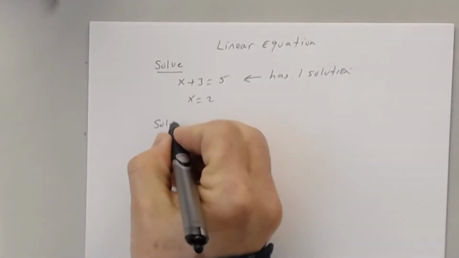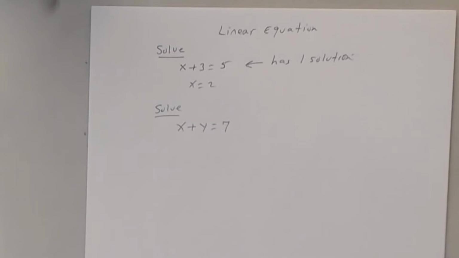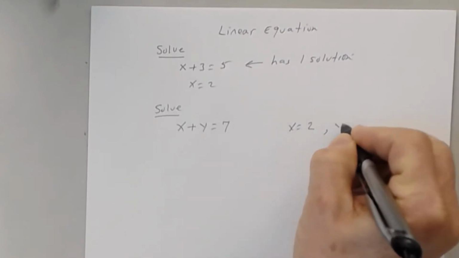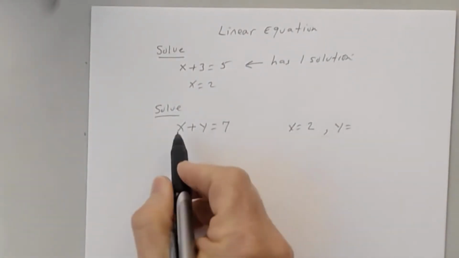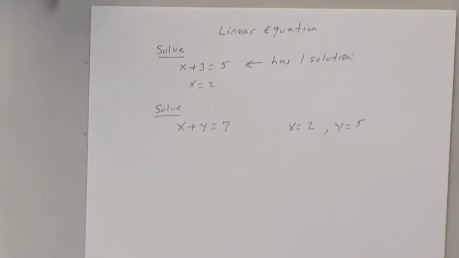But what if I asked you to solve this equation? Let's say you had x plus y equals 7. All right, it's an equation, right? Okay, I can solve that equation. You can have more than one solution, you're saying? Okay. So for example, if x is 2, then y would be 5 because 2 plus 5 is 7. So that would be a solution. Remember, a solution is a number that will make the equation a true statement.